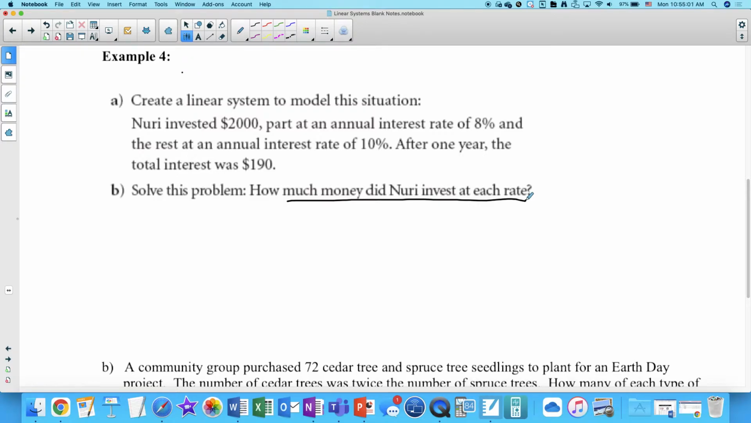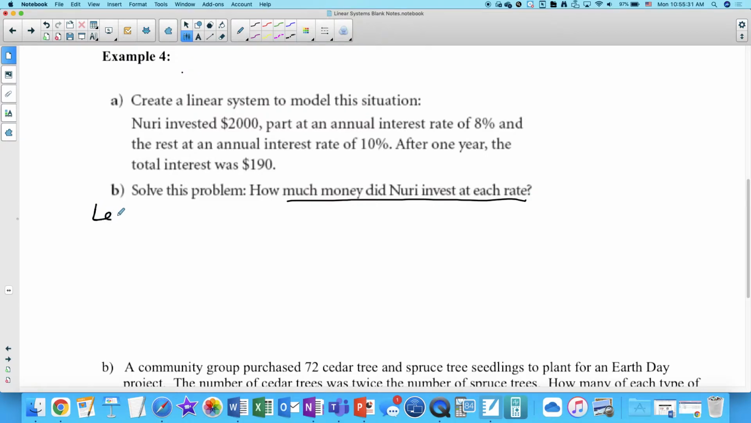Okay, so what do you think are the 2 unknowns? Yeah. The investment in the 8%, the investment in the 10%. How much she invested at 8% and how much she invested at 10%. Maybe she split it 50-50, 1,000 to 1,000. Maybe it's 100, 1,900, right? But that's the unknown. How much did she invest at 8% and how much did she invest at 10%?